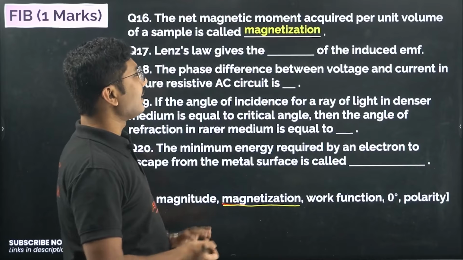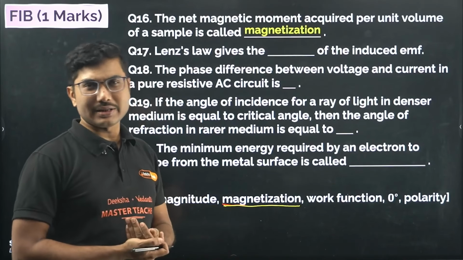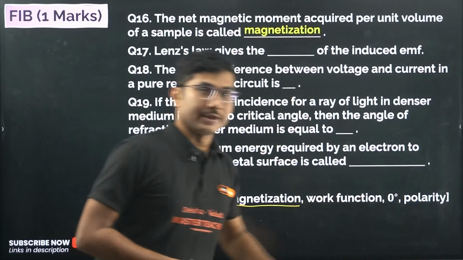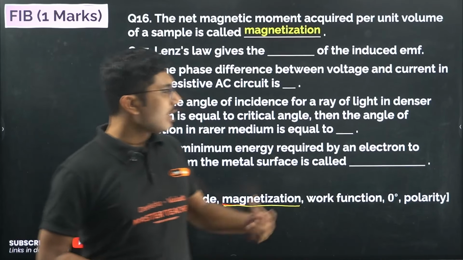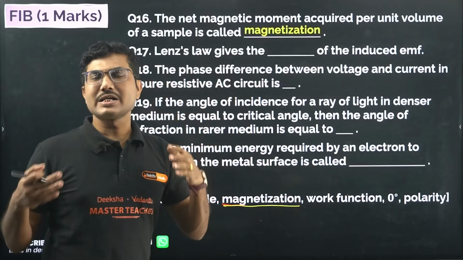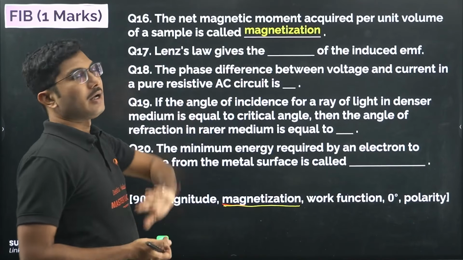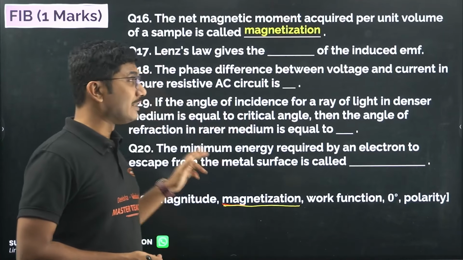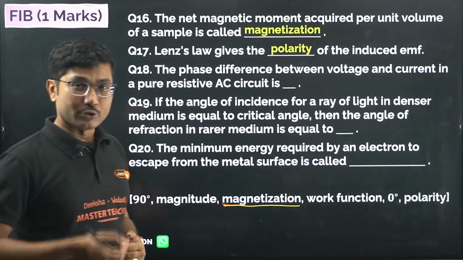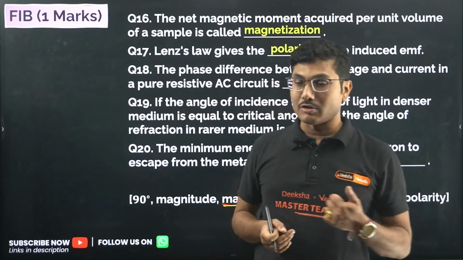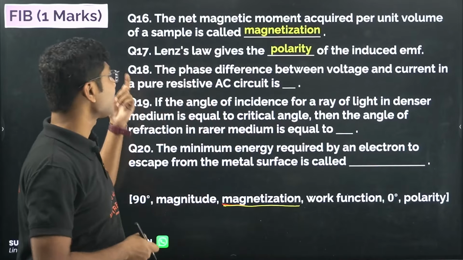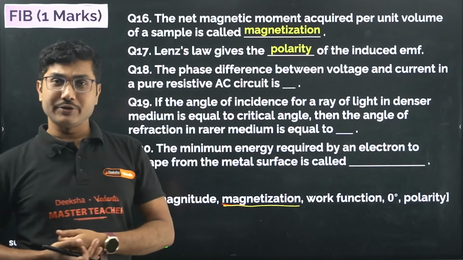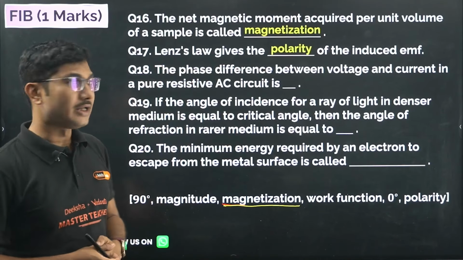Lenz's law gives the dash of the induced EMF. Now here is a confusion. First confusion, Lenz's law gives the magnitude or polarity. Both are English language wise similar, but you have to be careful. You have to know that Lenz's law gives the polarity of the induced EMF. It does not give you the magnitude. Magnitude is given by Faraday's law. So if the same question is asked, Faraday's law gives the dash of the induced EMF, Faraday's law gives the magnitude of the induced EMF, Lenz's law gives the polarity of the induced EMF.